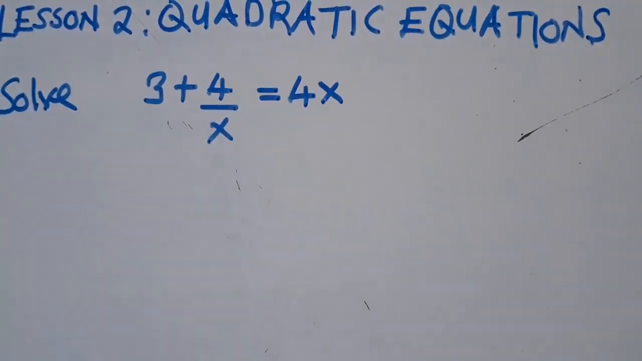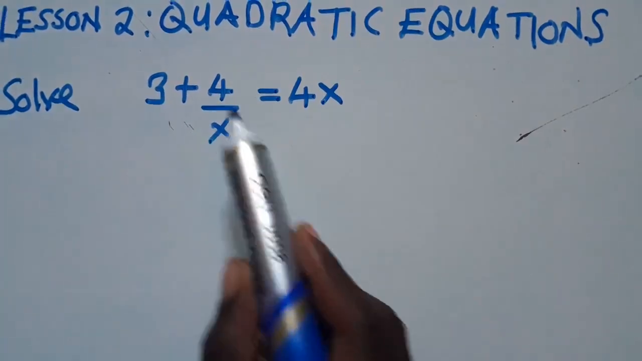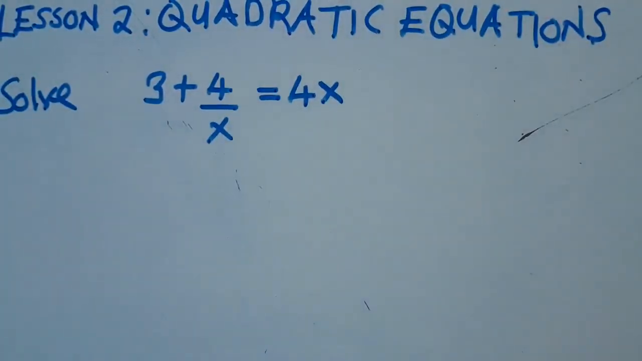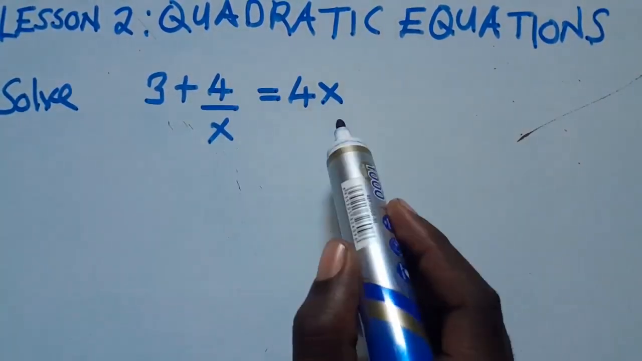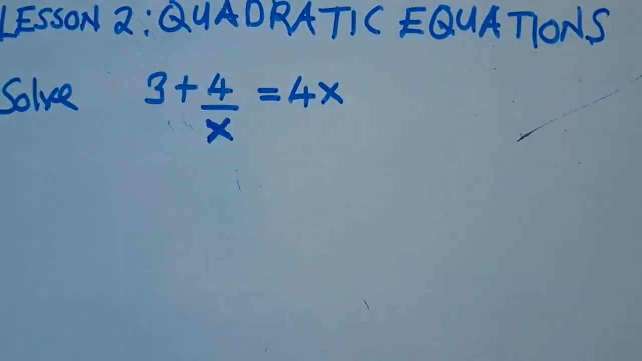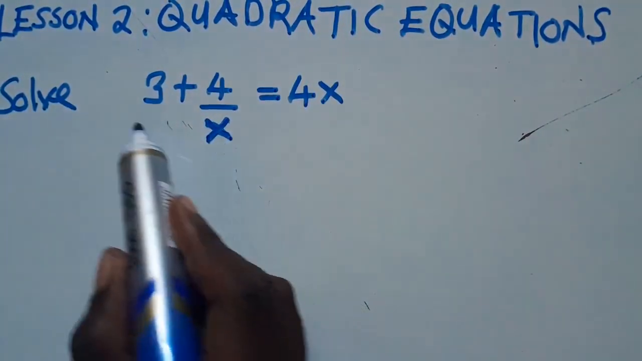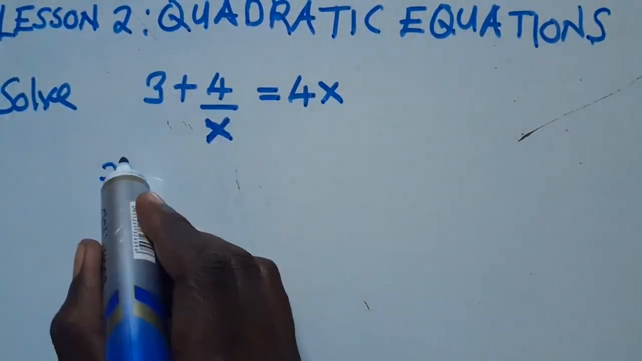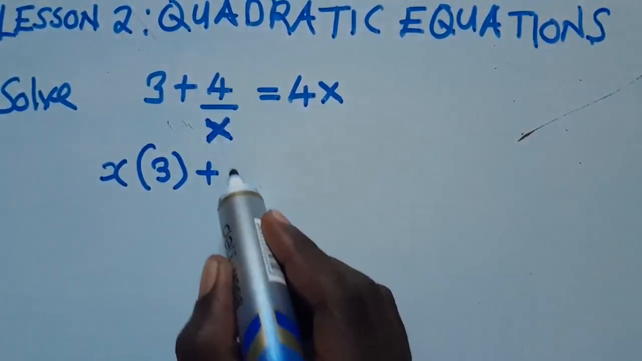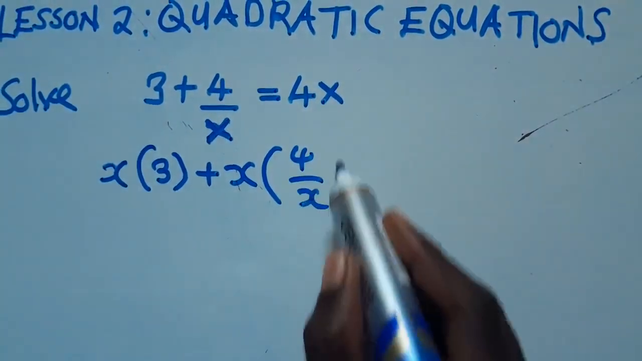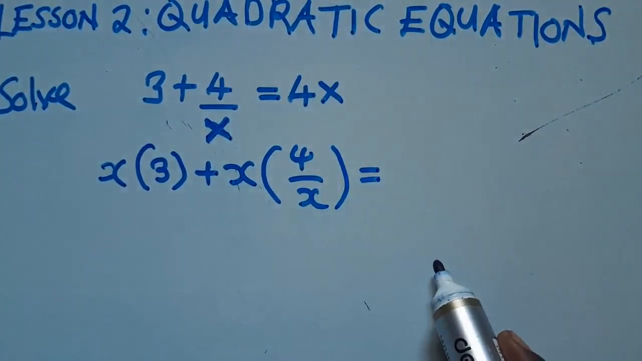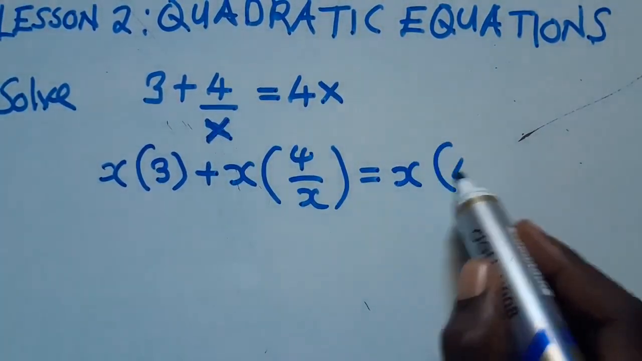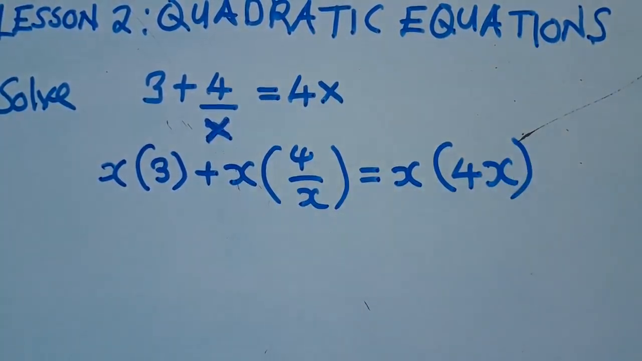So what we need to do, if there is a fraction, because fractions are very difficult to deal with, the first thing we need to do to deal with these fractions is to multiply throughout the whole equation by the thing which is down here. This is how we deal with fractions. So I'm going to multiply by x throughout the whole equation. So I'm going to say x multiplied by 3 plus x multiplied by 4 over x, which is equal to x multiplied by 4x. This is what I need to do.